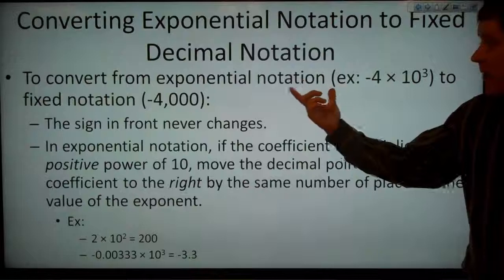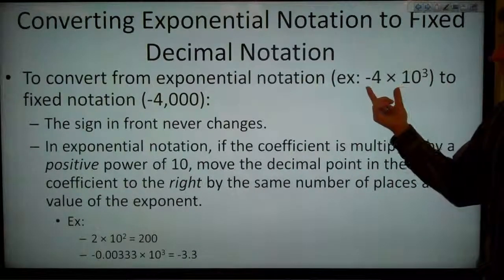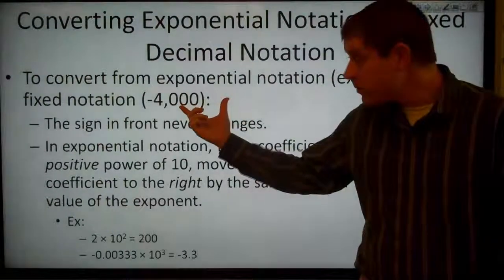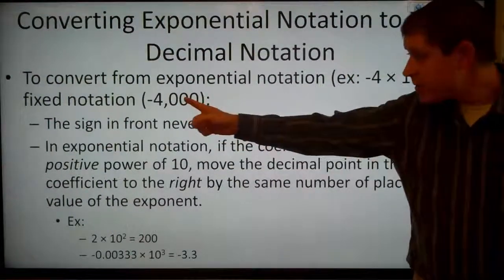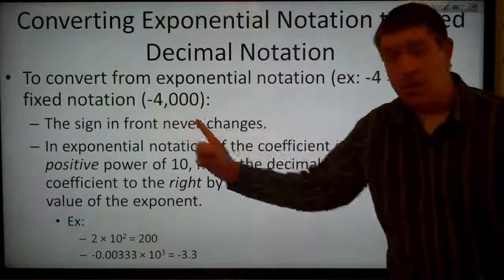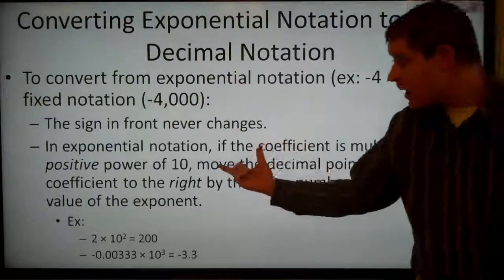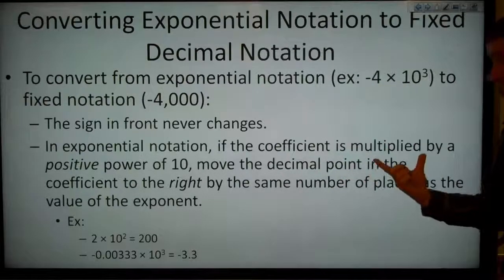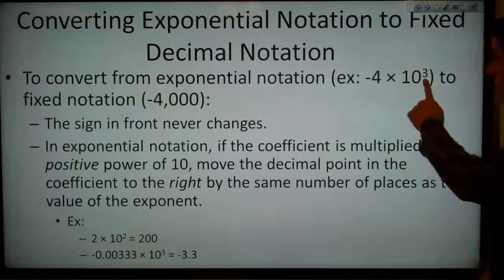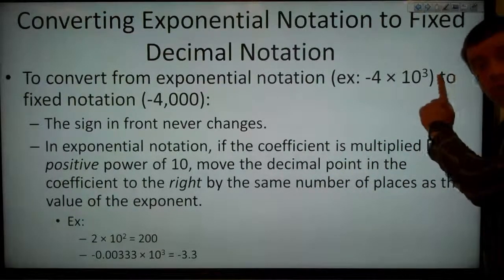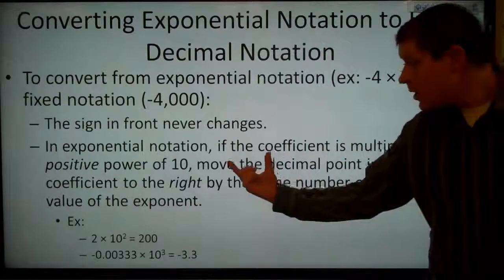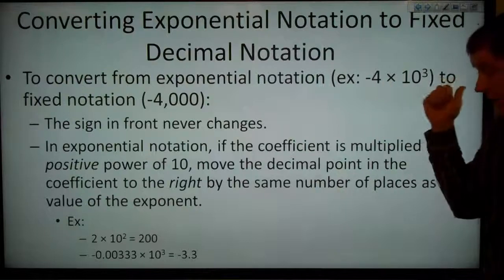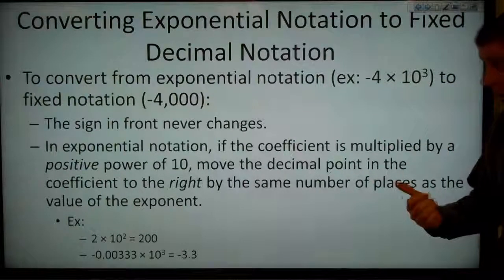So, if we want to convert from exponential notation, say negative 4 times 10 to the 3, to fixed notation, say negative 4,000, the sign in front never changes. We still have that negative sign there. That doesn't change. In exponential notation, if the coefficient, that's the 4 here, is multiplied by a positive power of 10, we have 10 to the 3, so 3 is a positive 3. Then we want to move the decimal point in the coefficient here to the right by the same number of places as the value of the exponent.